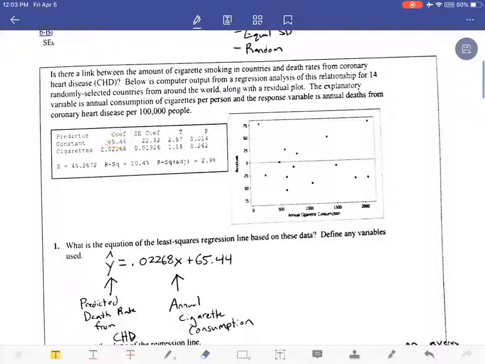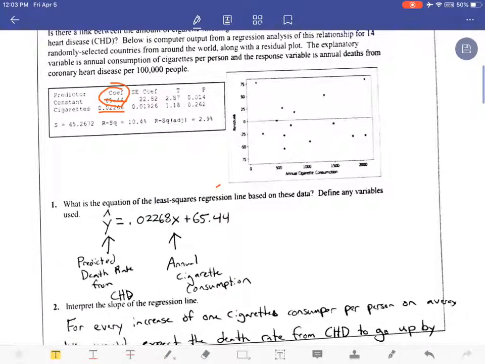And then it asks us to define the variables. So the explanatory variable, or x variable, is the annual cigarette consumption rate on average per person. So how many cigarettes the average person smokes, if you average everybody together, even the people that don't smoke and the people that smoke a lot, on average, how many cigarettes they smoke per year. And then that's going to have an effect on the predicted death rate. So that's what our prediction variable, our y variable, is going to be.